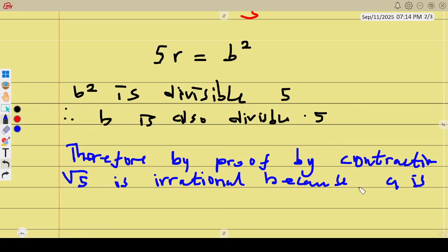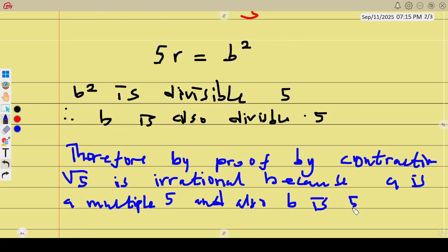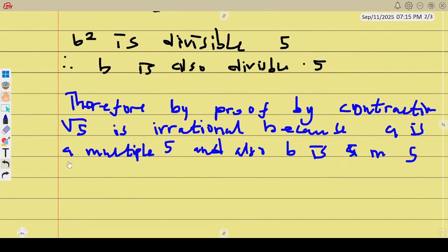A is a multiple of 5, and also b is a multiple of 5. We just saw this. A was a multiple of 5, and also b is a multiple of 5. So what does this mean when A is a multiple of 5 and B is also a multiple of 5?